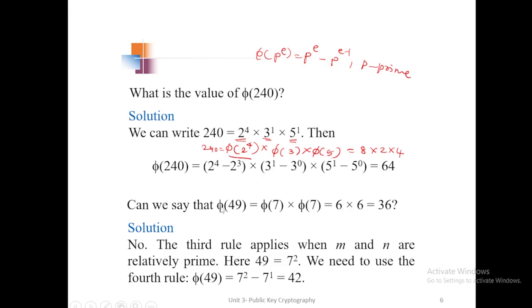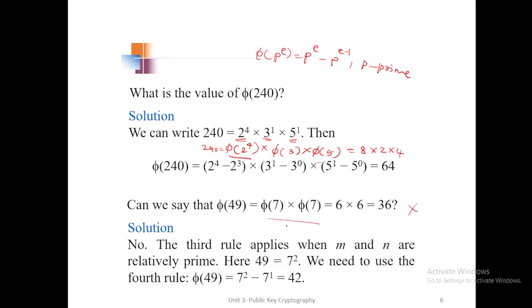Let us take the fourth example, phi of 49. Sometimes we wrongly write it as phi of 7 into 7. We write the answer, since 7 is a prime number, phi of 7 is 6. This is also a prime number, so 6 into 6, 36, we write it. But if you write like this, m and n should be relatively prime. Here m and n are the same number, so we cannot write this answer.